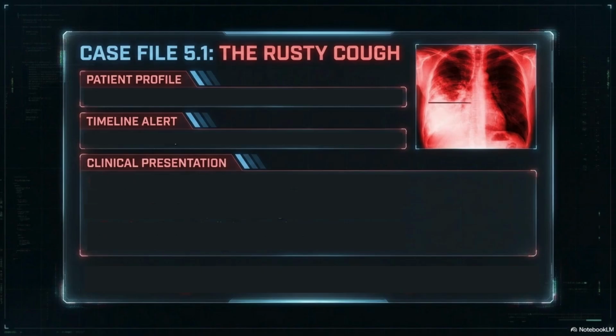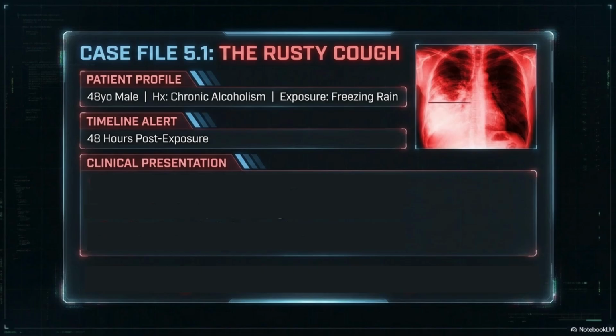Let's look at case file 5.1, the rusty cough. Our patient profile is a 48-year-old male with a history of chronic alcoholism presenting after an exposure to freezing rain. Our timeline alert shows we are 48 hours post-exposure. His clinical presentation is severe. A temperature of 103 degrees Fahrenheit with violent rigors.